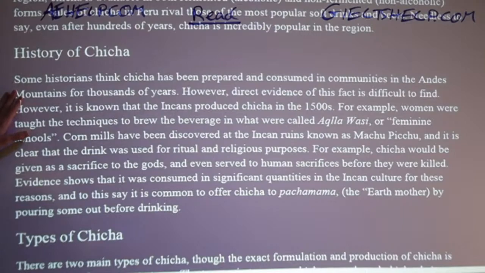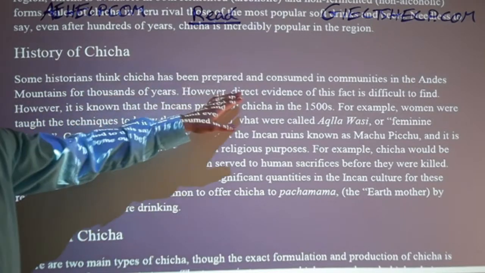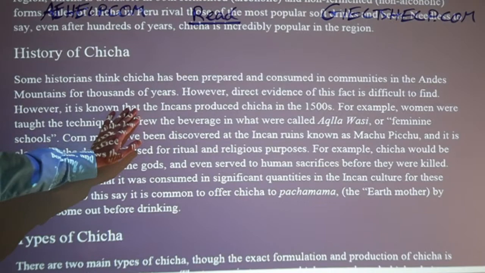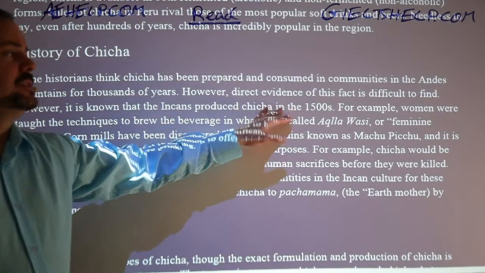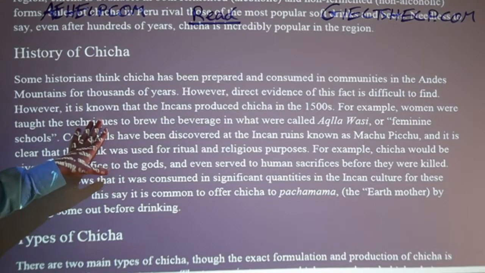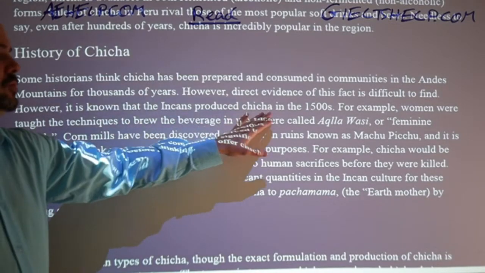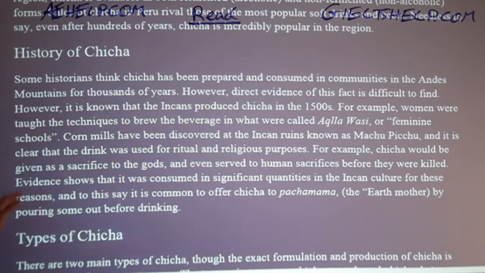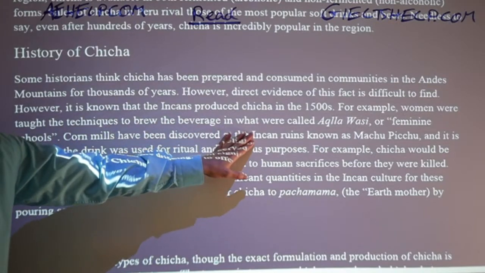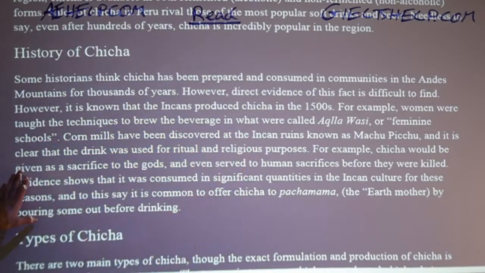Some historians think chica has been prepared and consumed in communities in the Andes Mountains for thousands of years. However, direct evidence of this fact is difficult to find. However, it is known that the Incans produced chica in the 1500s. For example, women were taught the techniques to brew the beverage in what were called aclawasi, or feminine schools.